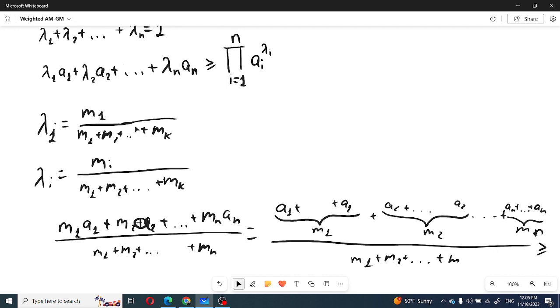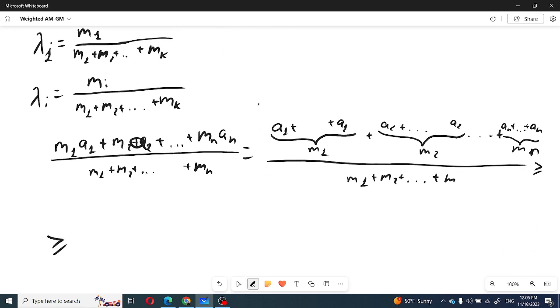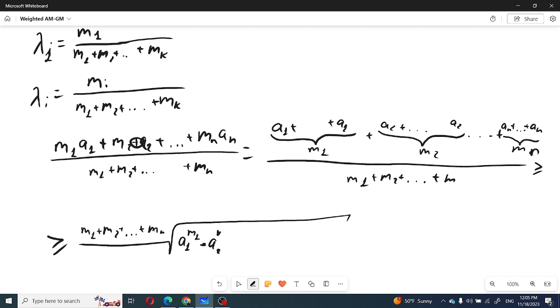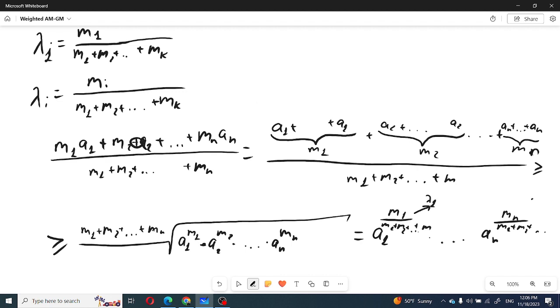Clearly this is greater than or equal to their geometric mean, which is the (m1 plus m2 plus all the way up to mn)th root of their product, and that product is a1 to the m1 power times a2 to the m2 power all the way up to an to the mn power. But if we expand this, we will get a1 to the power m1 over m1 plus m2 plus all the way up to mn. Similarly for every number, and for an it will be mn over this common sum, and this number is equal to lambda 1, and the last one equal to lambda n. So this was all we wanted to show. So we have proved the weighted AM-GM inequality for rational numbers.